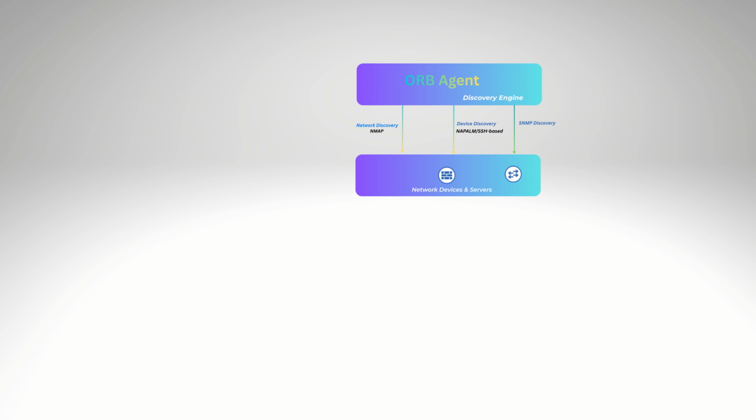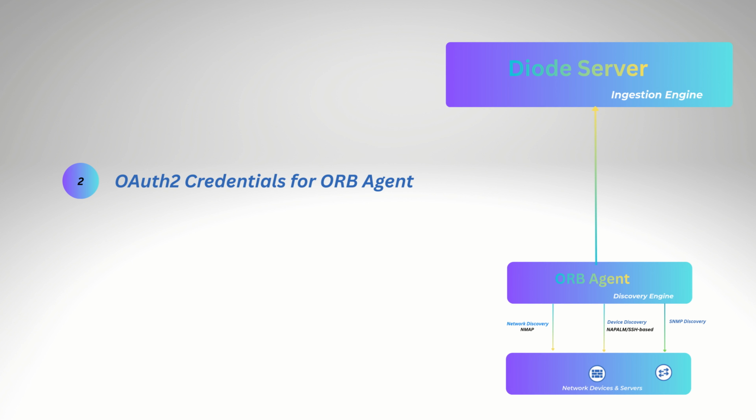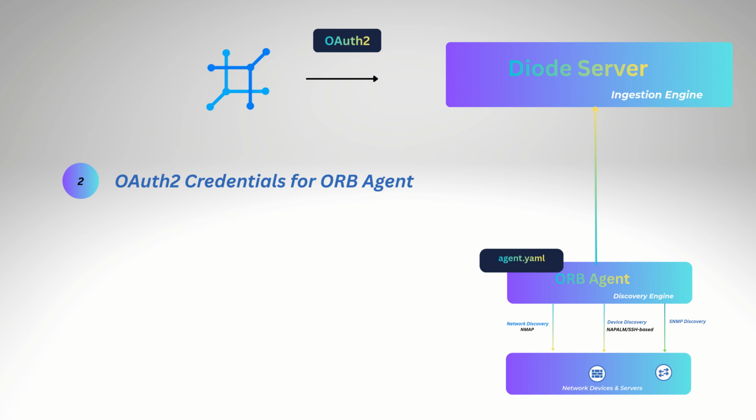Next, we have the OAuth2 credential for the ORB agent to talk to the DIODE server. When we set this up, we need to generate these credentials from the NetBox UI under the DIODE plugin. Then we need to copy these credentials and paste them into the ORB agent configuration file. So now the ORB agent has these credentials stored locally.